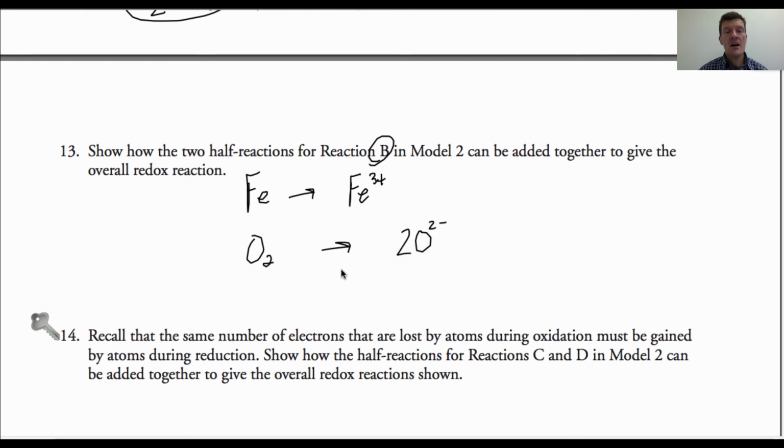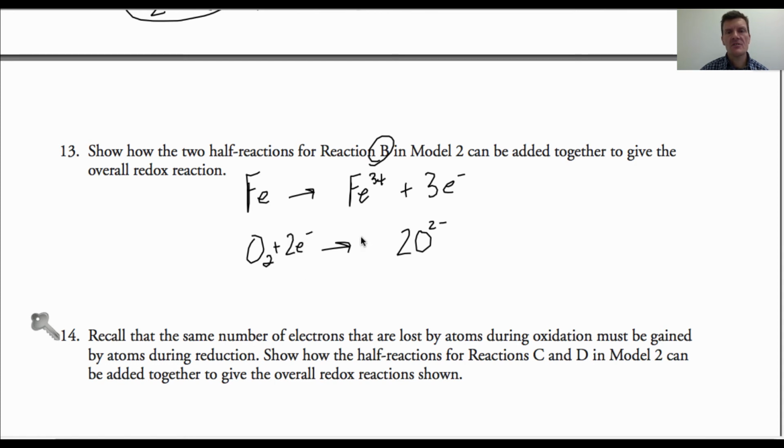Okay? Now I consider the electrons. How many electrons are gained or lost in these 2 half reactions? Well, Fe is going from 0 to plus 3. How did that happen? It lost 3 electrons. Oxygen is going from 0 to negative 2. Well, how did that happen? How did each oxygen go from 0 to negative 2? It gained 2 electrons each.